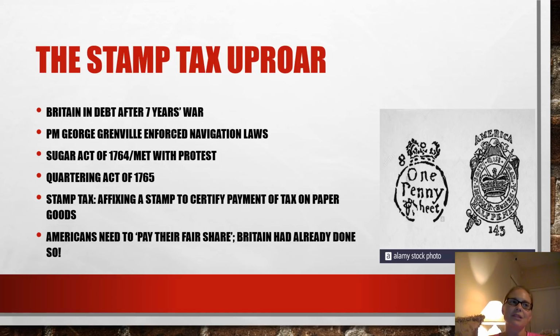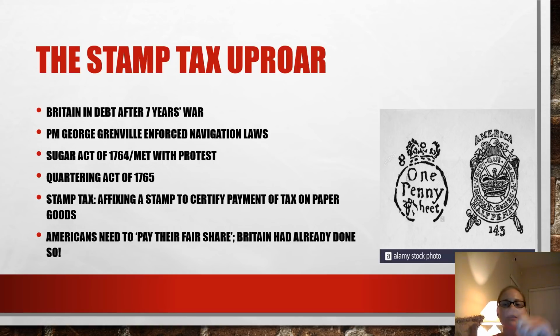Coupled with the Proclamation Act of 1763, the Sugar Act of 1764 was passed, so there was an extra tax on sugar. Then the Quartering Act of 1765 was passed, so the colonies had to provide some sort of shelter and food for the British troops that were over there. The stamp tax, though, is what really upset a lot of colonials.